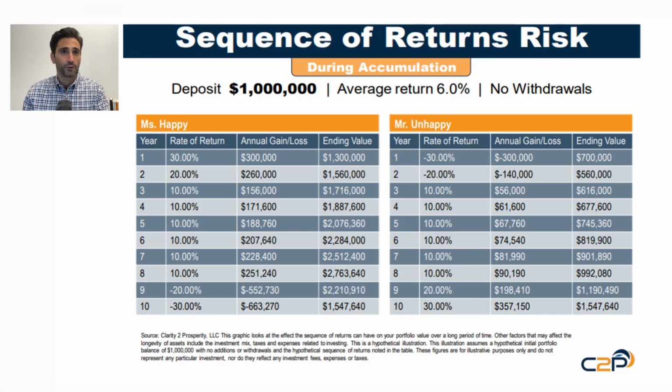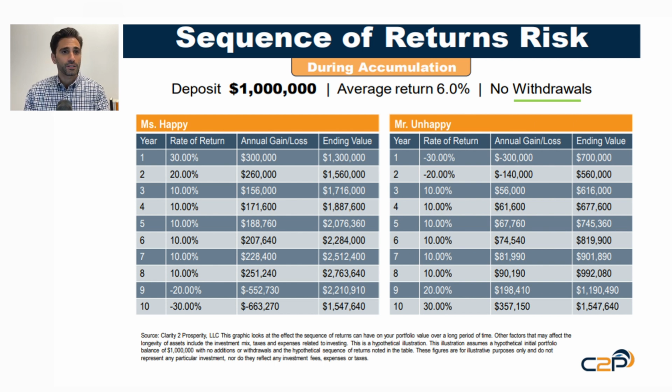You'll see here two portfolios, Miss Happy and Mr. Unhappy. They're both in their accumulation phase, so they're working, they're saving, they're building the wealth, and accumulating as much money as they can. They both start with $1 million, and they both have an average return of 6%. So all we did here is we added the 10 years of returns for each and divided by 10 to get an average of 6%. And we're not taking any withdrawals because they're saving and they're in the accumulation phase.